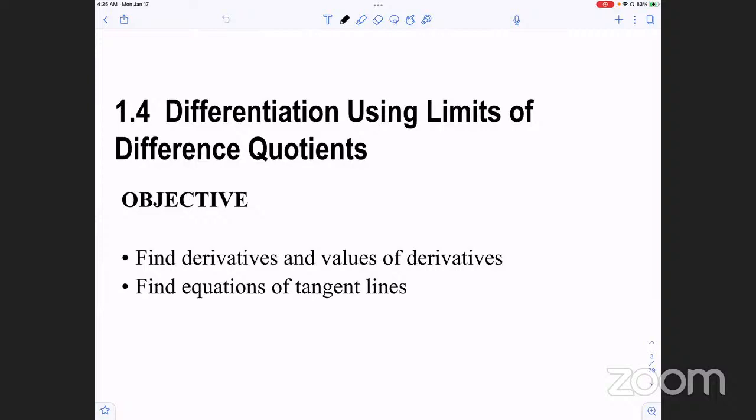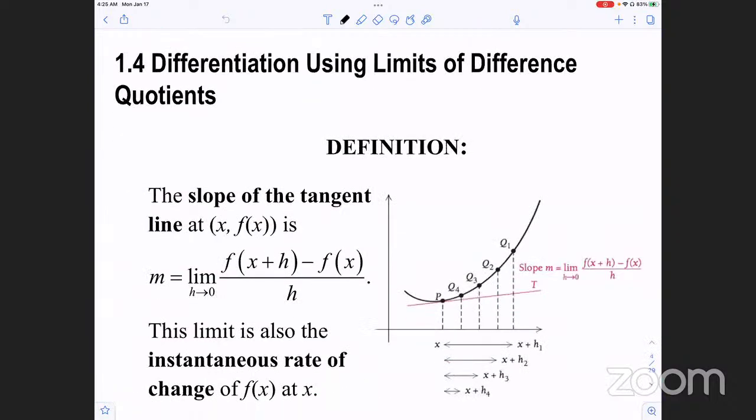And we'd like to find equations of tangent lines, right? Remember in the previous section, we were exploring slopes of secant lines. Secant lines are lines that intersect curves at more than one point. And so let's see what we mean by a tangent line. The slope of a tangent line at some point (x, f(x)) is going to be the limit as h tends to 0 of the difference quotient, right?